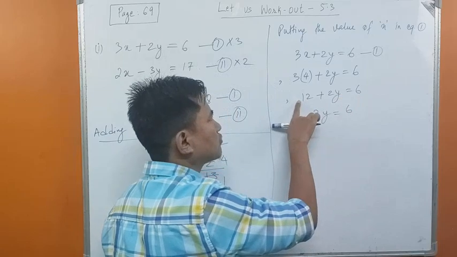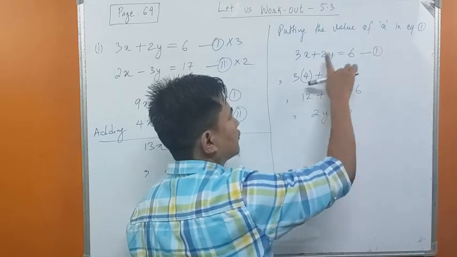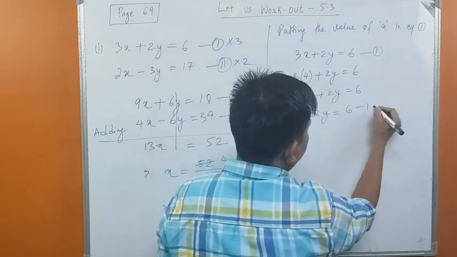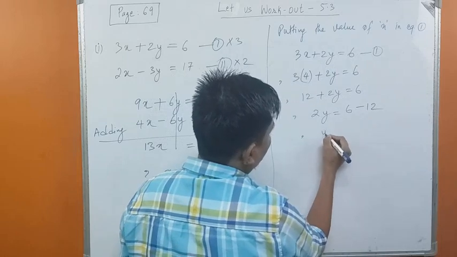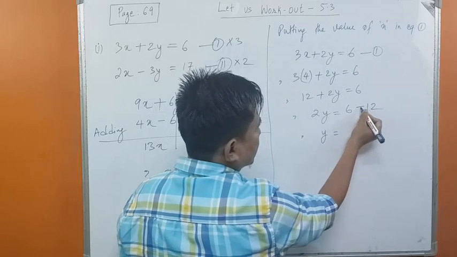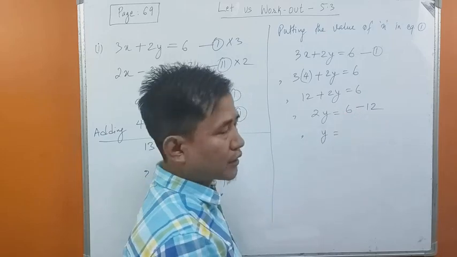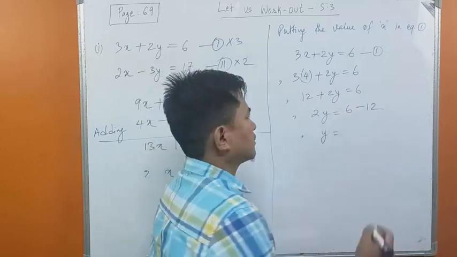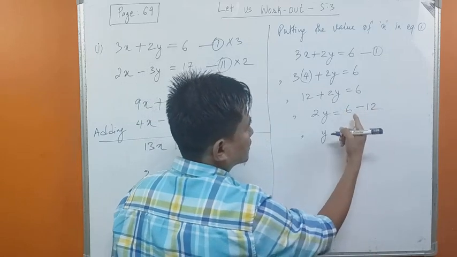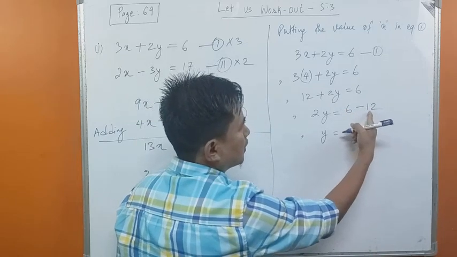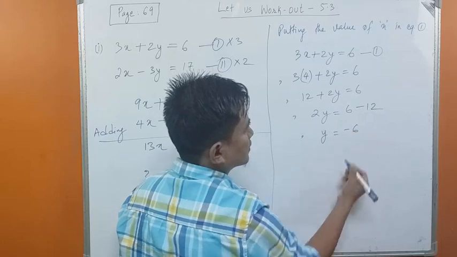Now we take this plus 12 to the right hand side. Plus 12, when we take it to the right hand side, becomes minus 12. Or y equals minus 12 plus 6, isn't it? This 12 is negative, 6 is positive. So we need to subtract these two numbers. 12 minus 6 is 6. Now the greater number is 12, it has a minus sign, so we need to put minus here.